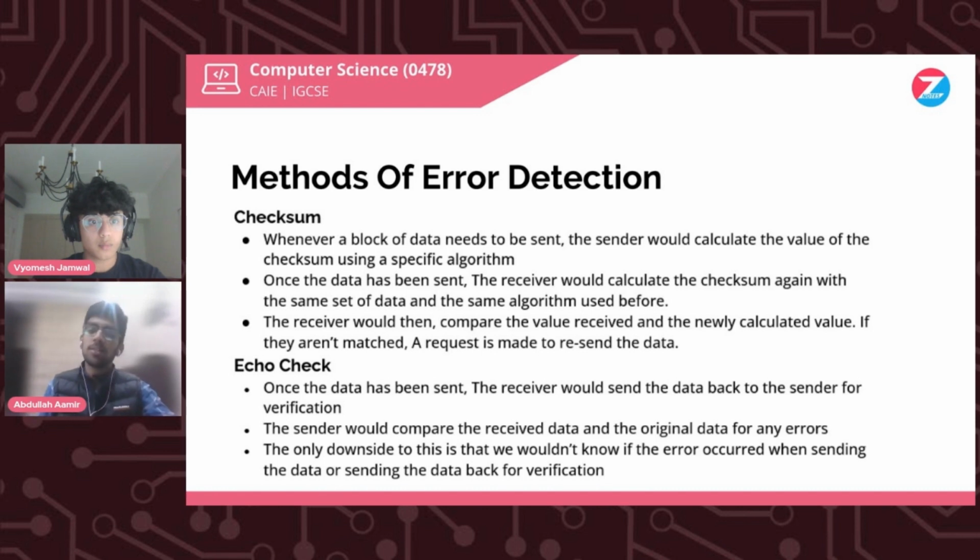The problem is that, for example, the sender sends the data to the receiver and it's the correct data, but when the receiver is sending the data back to the sender for verification, the data can have an error there. So that would cause a lot of wastage of time, and we will not be able to find out if the error occurred when the sender was sending the data to the receiver, or when the receiver was sending the data back to the sender.